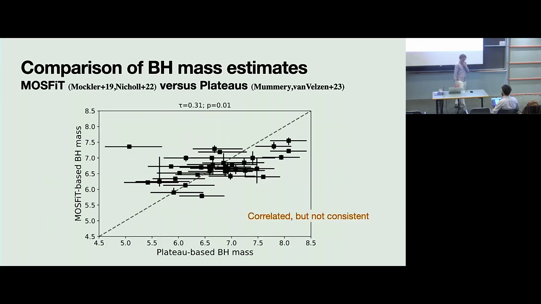So there is the MOSFET package, which uses the early time data and fits a model that turns the fallback rate into a luminosity. And these two are correlated, but I think you agree that they're not consistent, right? So these are two different black hole mass estimates, and the dashed line would be a one-to-one relation. This we can rule out, even though they do agree to some level.